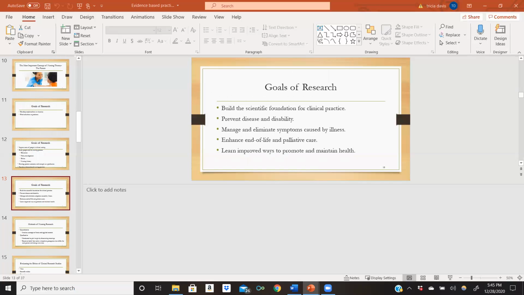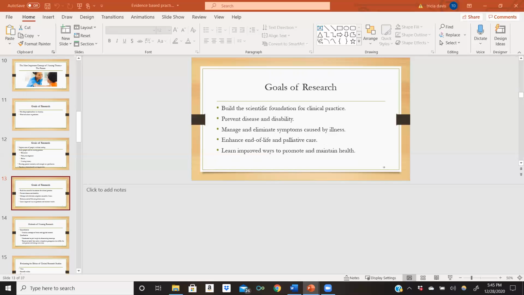So we want more goals of research. We want to build the scientific foundation for our clinical practice, for you, for future nurses. We want to prevent disease and disability. We want our patients to be healthy. We don't want them to have these diseases. We're treating them now in the hospitals for these diseases, but ultimately we want to prevent these diseases by educating our patients. We want to manage and eliminate symptoms that are caused by illnesses.